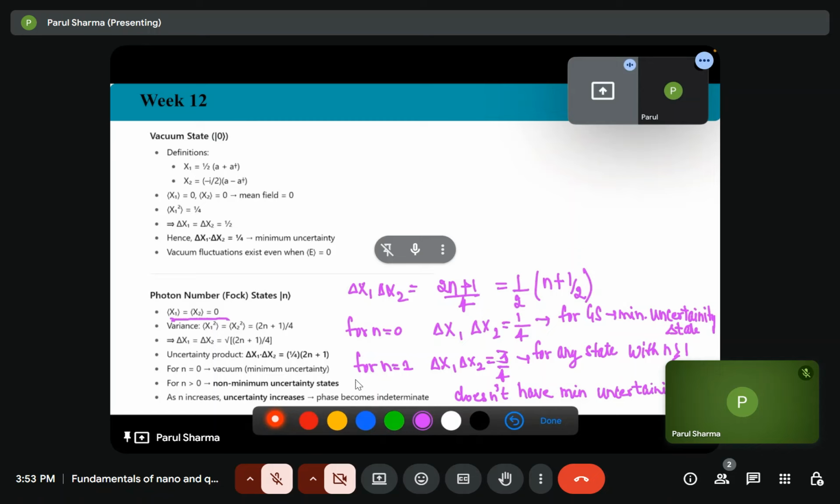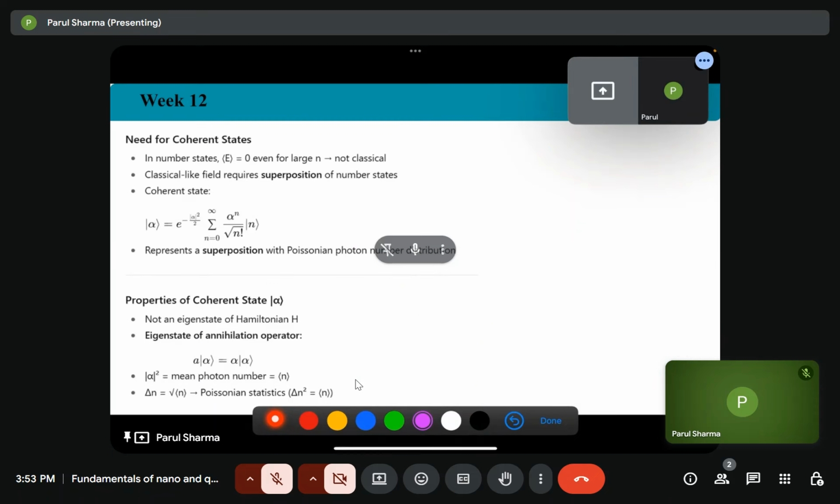Now the question comes, why the expectation value of x1 is equals to 0 for a billion of photons. The photon number states cannot represent a classical electric field. So no single photon number state can represent a classical electric field, and we will have to consider a superposition of photon number states.